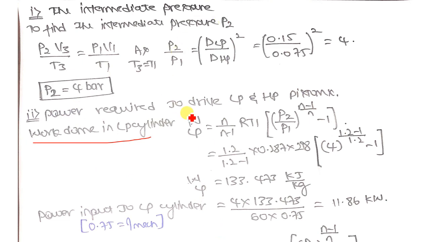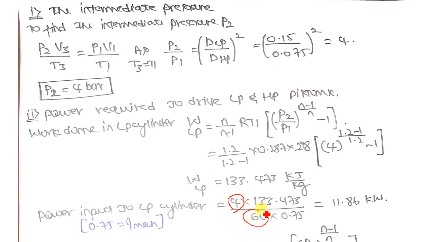Now you have to multiply this with the mass flow rate so that you can convert kilojoules to watts. The mass flow rate is given as 4 kg per minute, so you have to substitute in kg per second, which means dividing by 60. I have substituted 4 here and divided it by 60, so it becomes kg per second. So the obtained value is 133.473, which is the work done by LP.